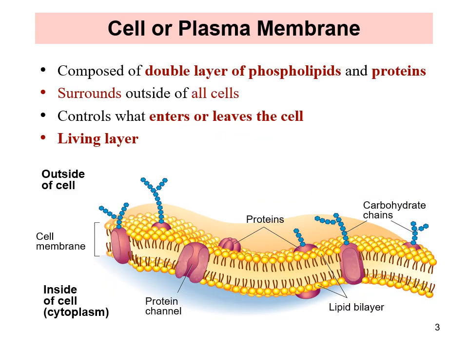Let's start with the cell or plasma membrane. This is the outside of the cell and also borders the inside of the cell, the cytoplasm. It is composed of a double layer of phospholipids and proteins. The cell membrane surrounds the outside of all cells and crucially, controls what enters or leaves the cell. It is considered a living layer.